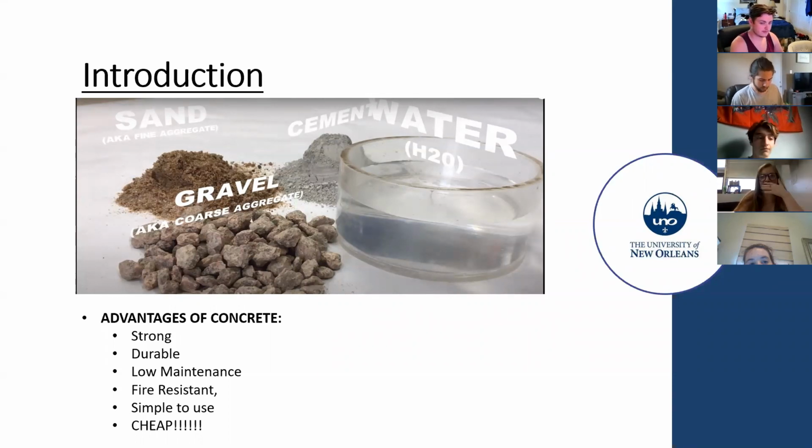What is concrete and what is it made of? So concrete is one of the most versatile and widely used construction materials on the earth. It is strong, durable, low maintenance, fire resistant, simple to use, and can be made to fit any size or shape.